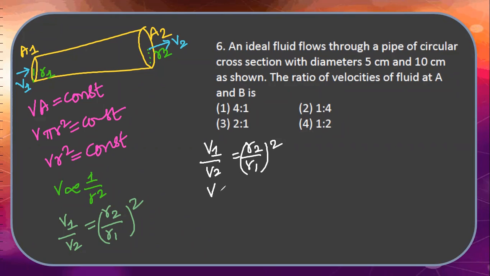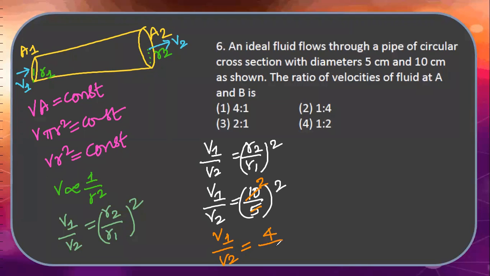V1 by V2 is equal to R2 is 10, R1 is 5, whole square. 10 cancels with 5, giving 2 times. So V1 divided by V2 is equal to 2 twos are 4, so 4 is to 1. The first option is correct.